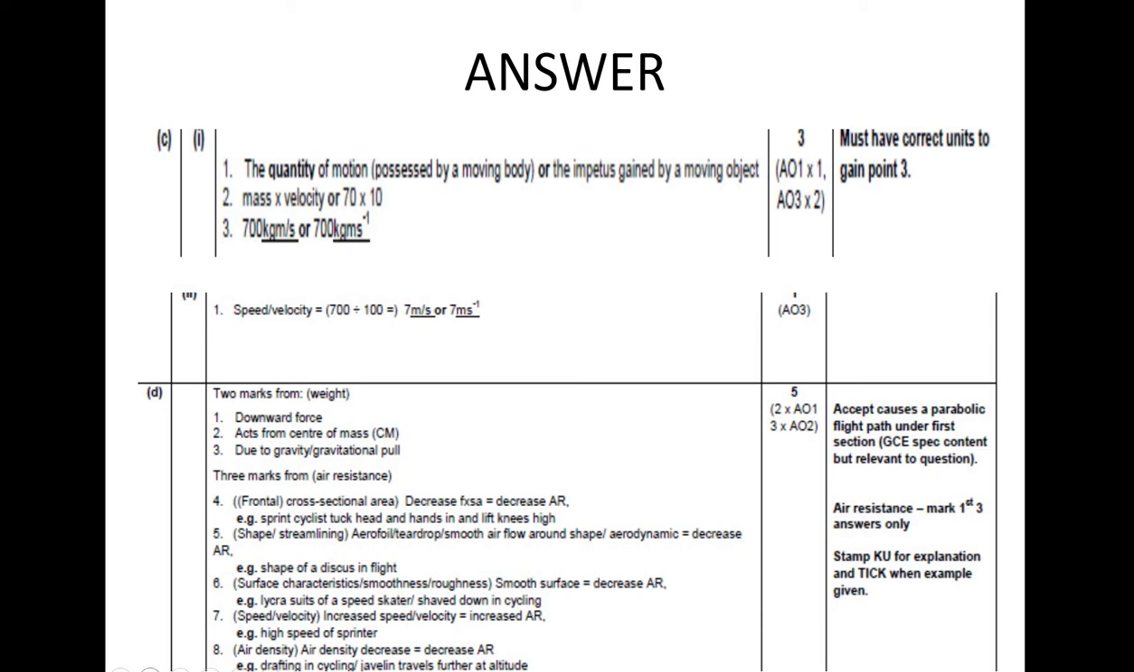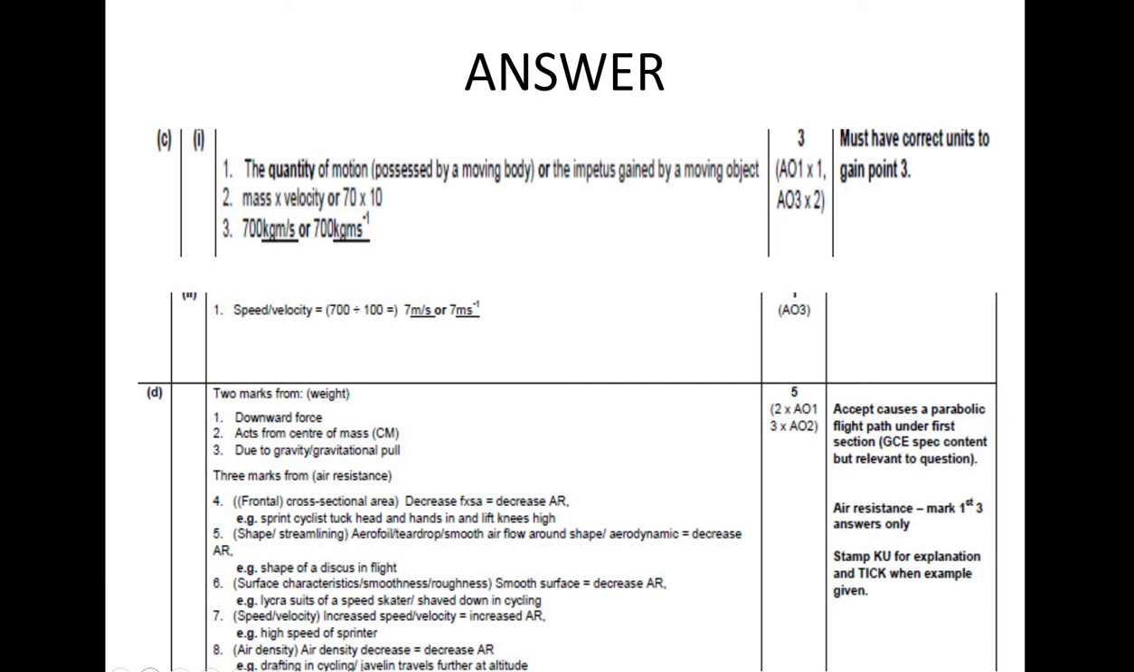The second part of the question, talking about factors that affect air resistance: you'll get 1 mark for each factor identified, as long as you've given a sporting example as well. And you can only count the first 3 that you have written down. Okay, so you will get marks for saying frontal cross-sectional area. If you decrease that cross-sectional area, then you will decrease air resistance. Sporting examples are a sprinter tucking in their head and hands and lifting their knees high.